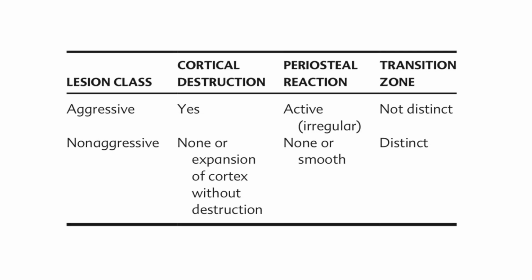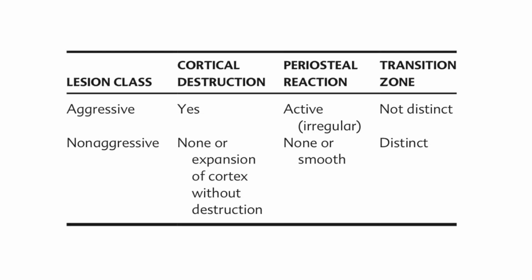Aggressive lesions are going to have a long, indistinct zone of transition, so it should be extremely difficult for you to tell where the lesion starts and where the lesion ends, whereas a non-aggressive lesion is going to have a short, distinct zone of transition. The boundary between the normal and the abnormal bone should be very short and very clear for a non-aggressive lesion. There are some exceptions.